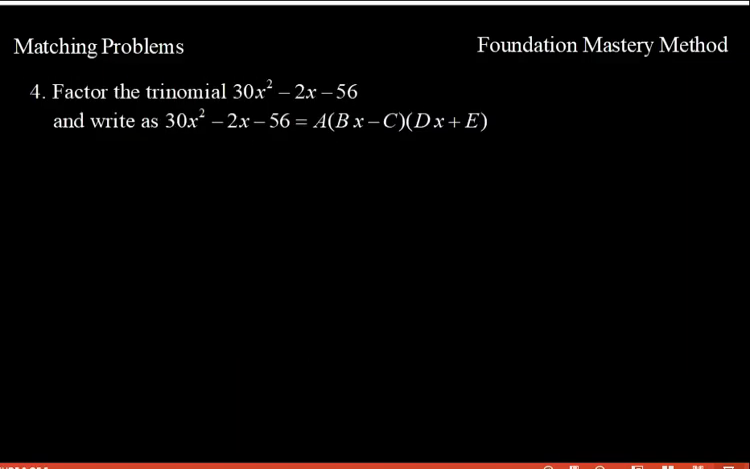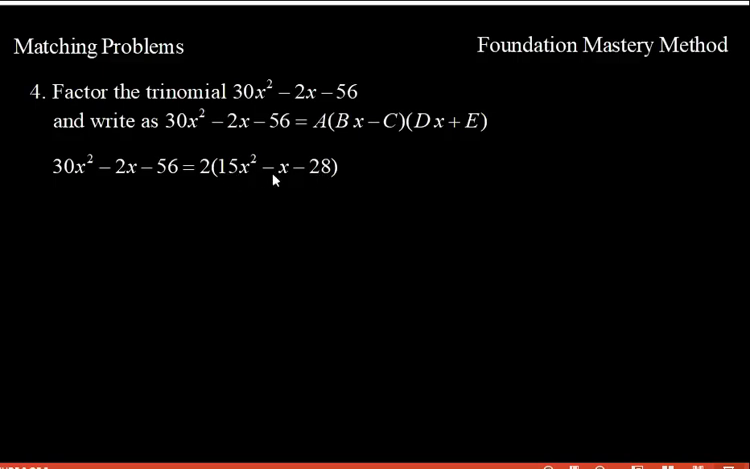Next, example 4. 30x squared minus 2x minus 56 should be written as a times bx minus c, dx plus e. So we have some factor outside. You understand we can factor out 2 from here. So this I show you. Look at 30x squared minus 2x minus 56. You can factor out 2 and then divide each term by 2. You get 15x squared minus x minus 28.